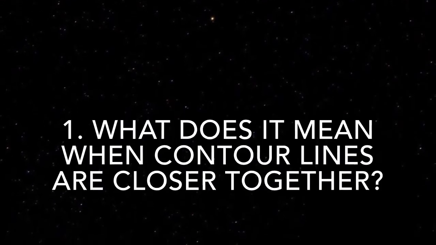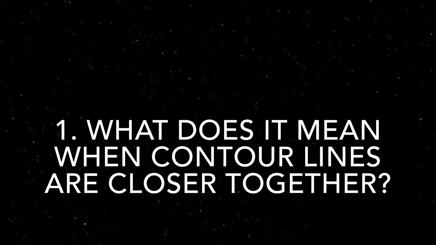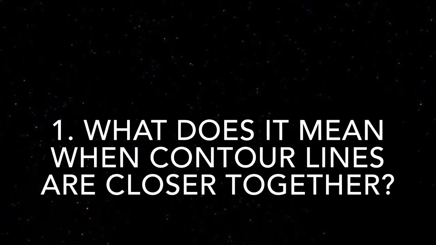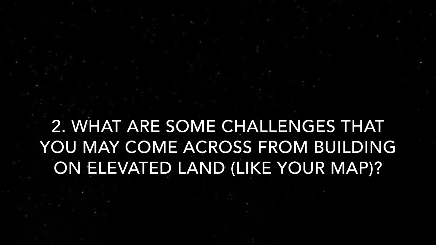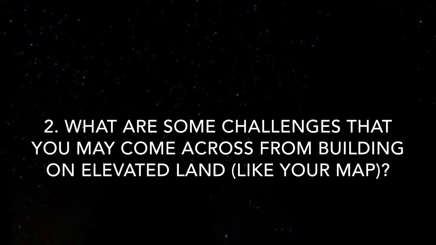As you look at your map, I challenge you to think of these questions. What do you think it means when your contour lines begin to get closer together? Also, what are some challenges that could arise from building on elevated land such as your map versus flat land?